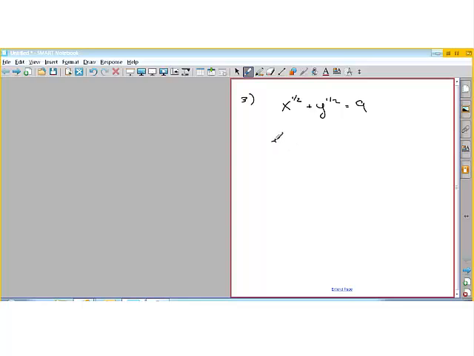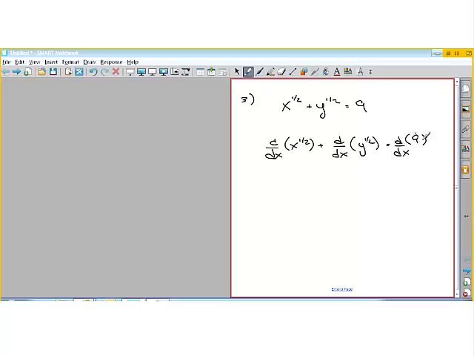So again, you take the derivative of each term, and I'm just writing it out to emphasize that we are taking the derivative with respect to x, not with respect to y.